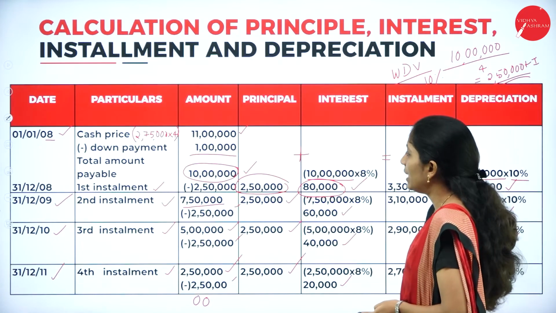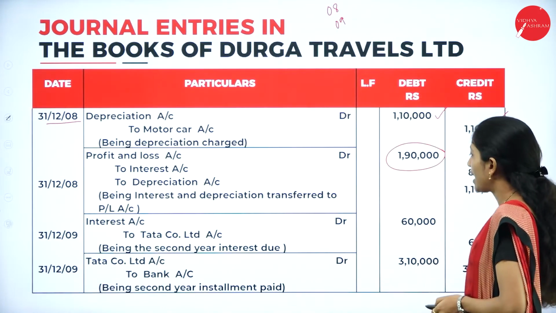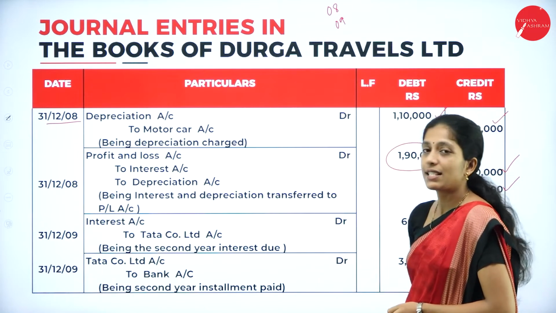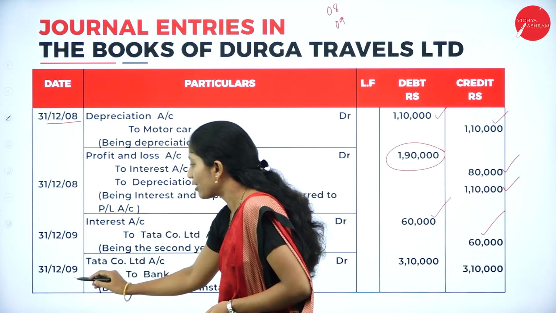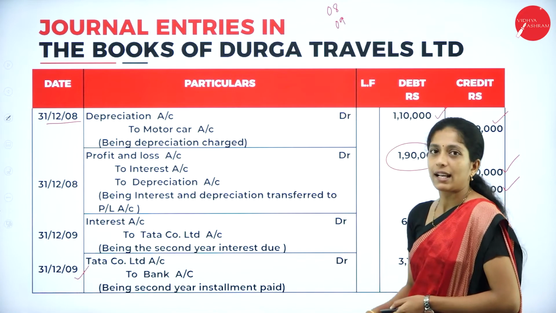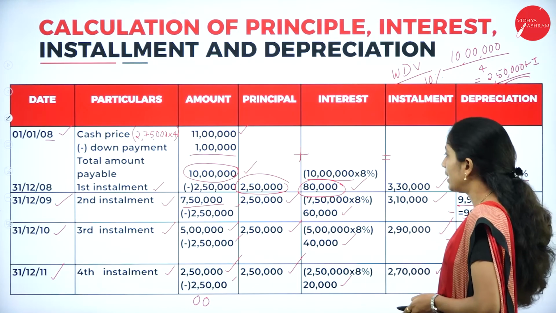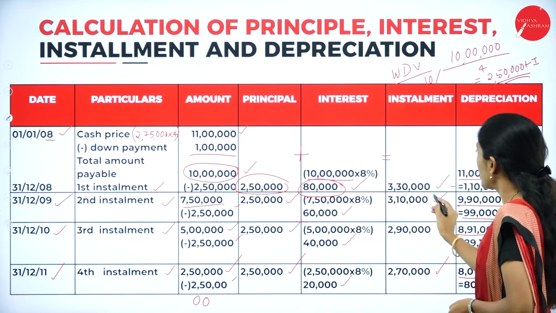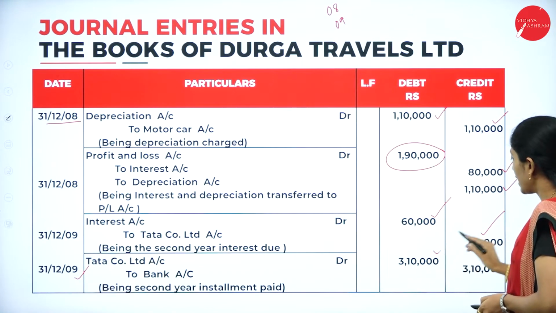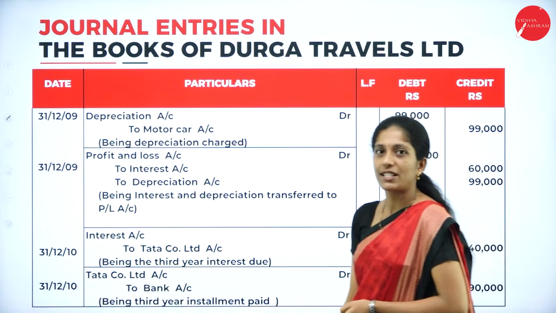Now go through the table. So what is the second year interest? That is 60,000. So write that 60,000. Next for installment paid. On the same day, that is end of the second year, Tata Company Limited account debit to bank account, being second year installment paid. Now what is the installment for the second year? How much? 3,10,000. So write that amount, 3,10,000. Clear?